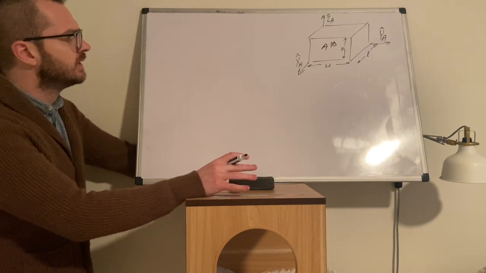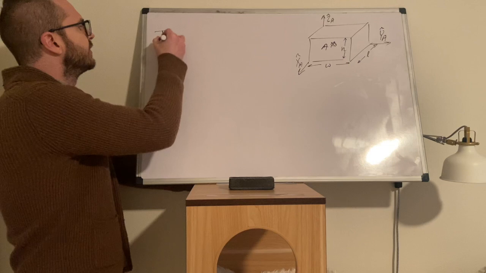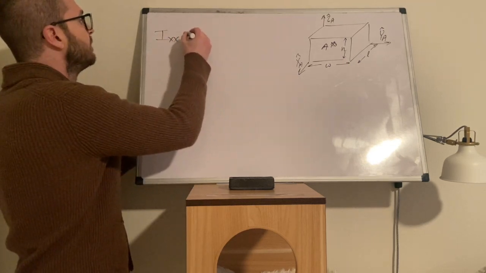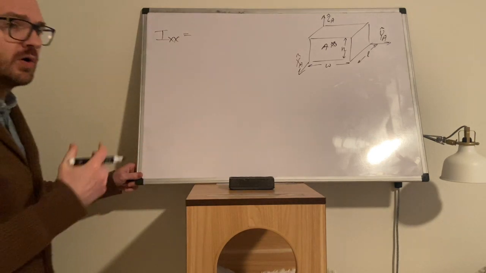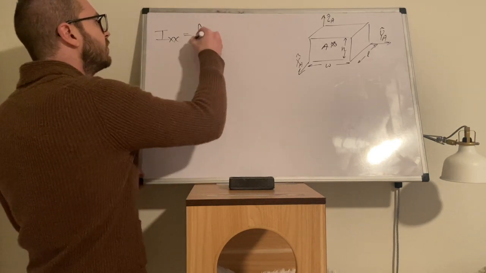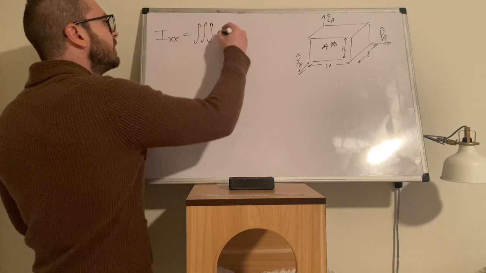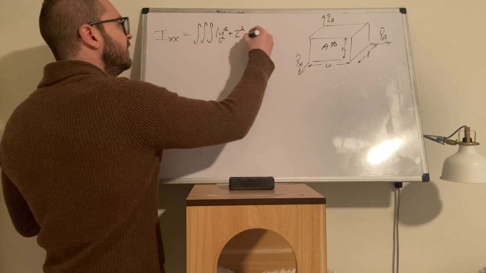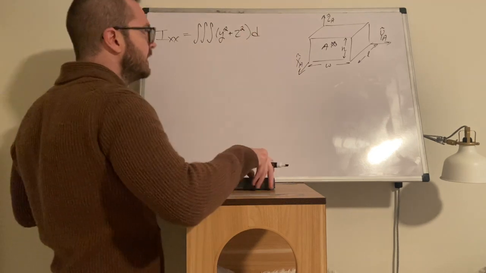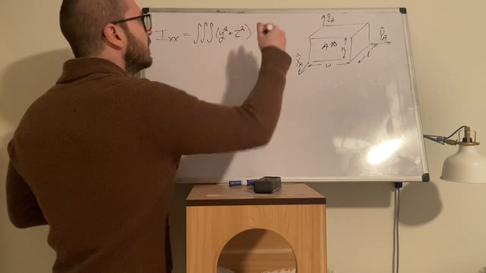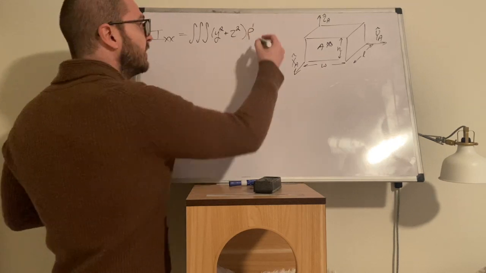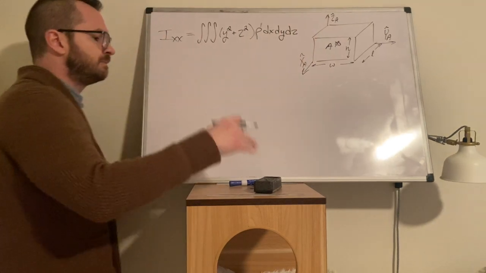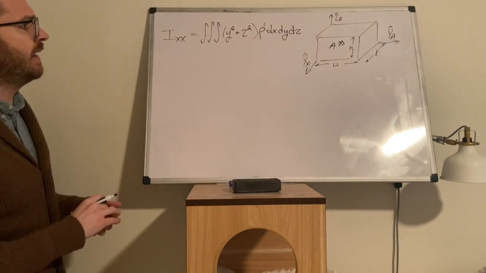First example, let's calculate the inertia in the XX for this block. So we had the equation from before. We know that the inertia in the XX, we're going to need to do a triple integral. We're going to have the coordinates y squared plus z squared. And then let's say that the density is a constant, dx, dy, dz. Now what about the bounds?